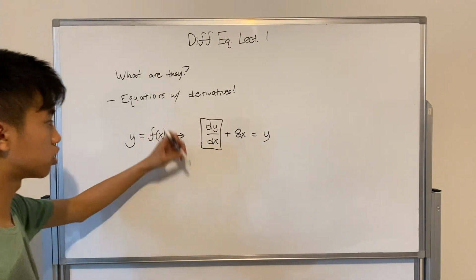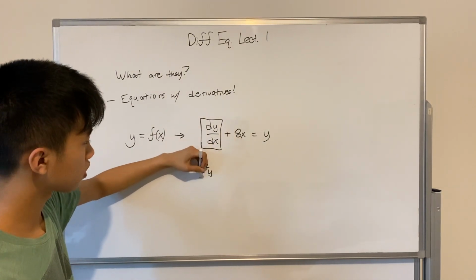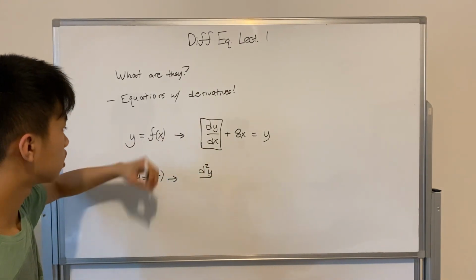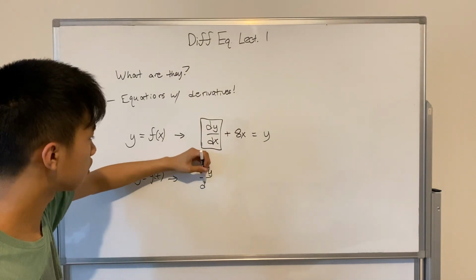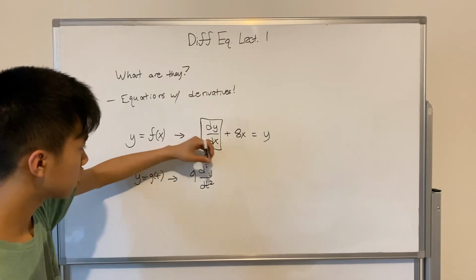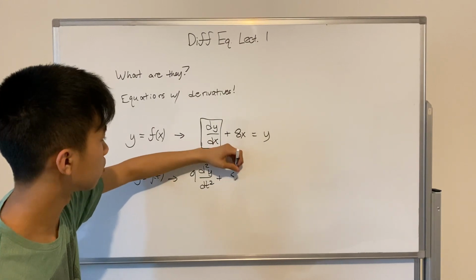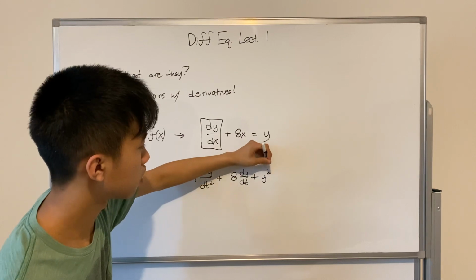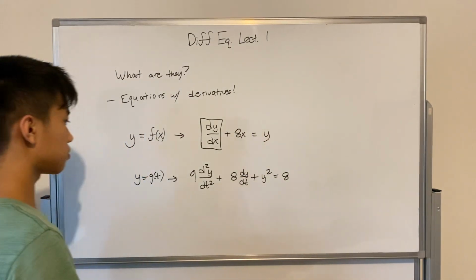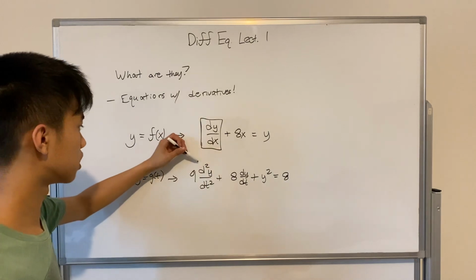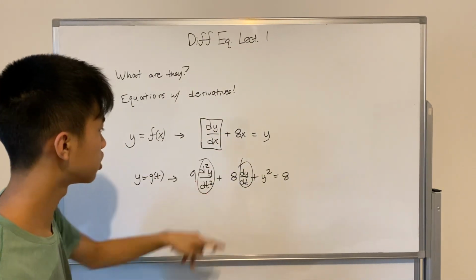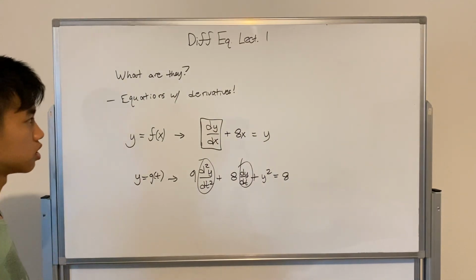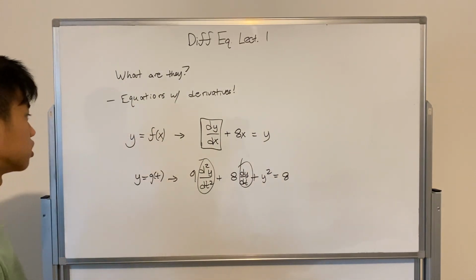Another example of a differential equation, I don't know, say we have y as a function of t. So we have the second derivative of y with respect to t times 9 plus, I don't know, 8 dy dt plus y squared equals 8. This is also a differential equation because these two terms here have derivatives of y with respect to t. They're derivatives, so they're differential equations.